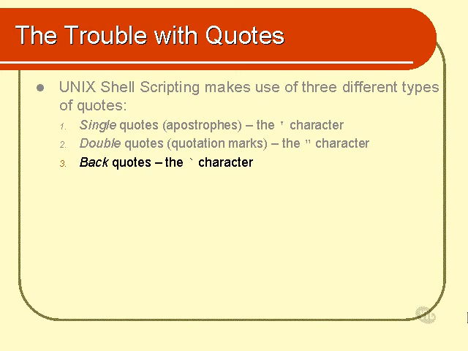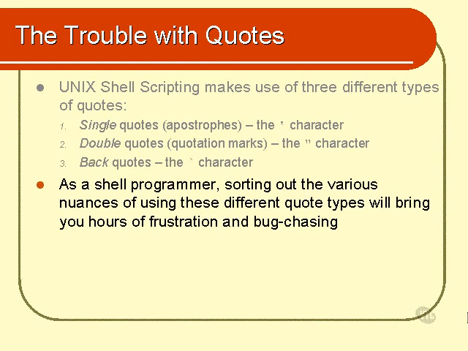And if you need to locate the back quote on your keyboard, you will probably find it underneath the escape key on the same key as the tilde character, the squiggle character. Now of course on some Unix terminals it could be anywhere, so you'll just have to hunt for it. And as I mentioned before, as a shell programmer, sorting out the various nuances of these 3 different types of quotes will bring you many wonderful hours of frustration and bug chasing. If I had $1 for every time I have gotten the number of quotes wrong. But that's all ahead of us.